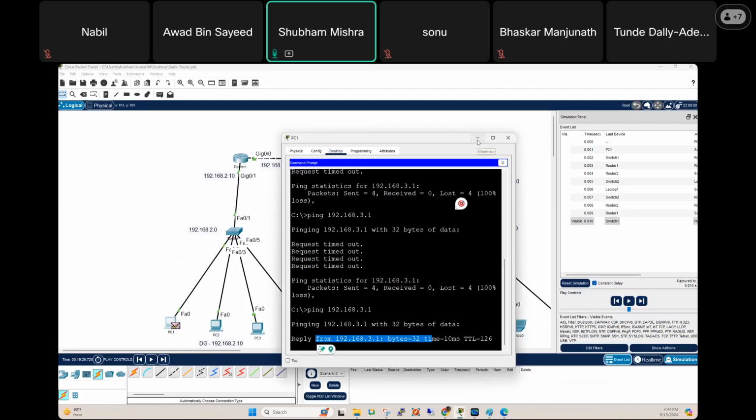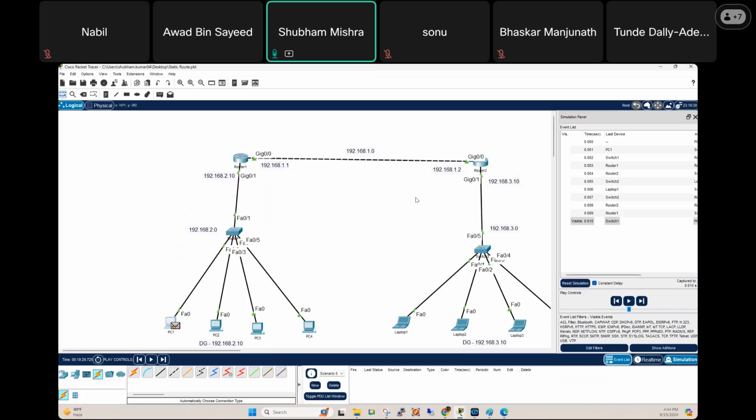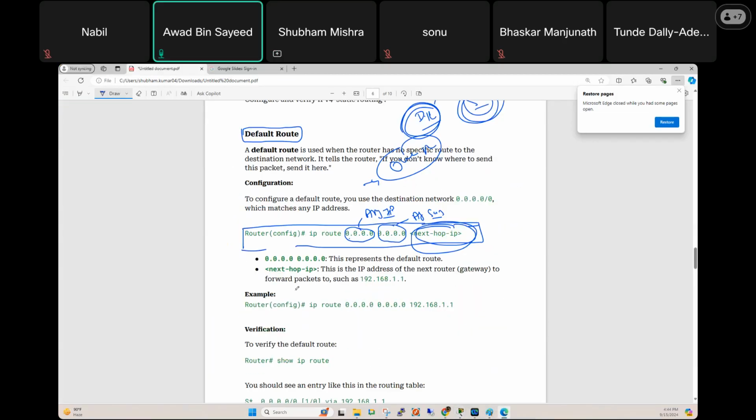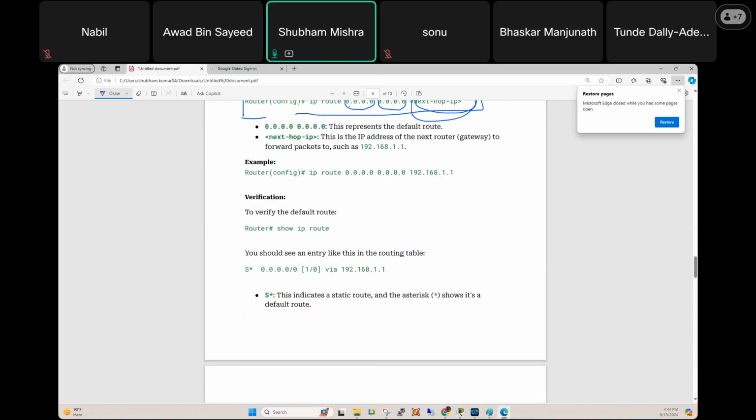Anyone who does not understand? Guys, I explain each and everything from scratch, and I show you each and everything practically. Does everyone understand? Yes or no? Yes, sir. Yes. That is called default route.